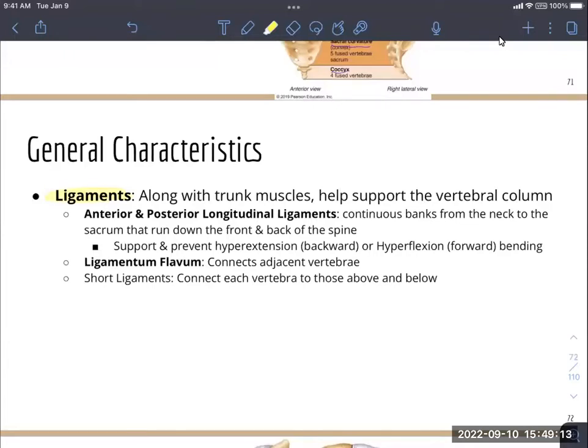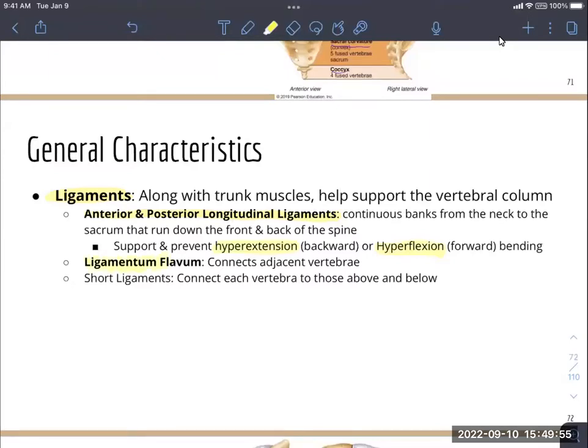So the ligaments that hold our vertebral column in place, we have an anterior and a posterior longitudinal ligament. As their names state, it tells pretty much right where they're at. That anterior longitudinal ligament is in the front of all the vertebrae. The posterior longitudinal ligament is posterior to the bodies of the vertebrae. I'll show what they look like in a second. The job of the anterior and posterior longitudinal ligament is to prevent hyperextension or hyperflexion. Bending too far forward, bending too far back.